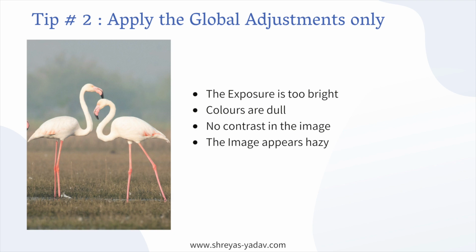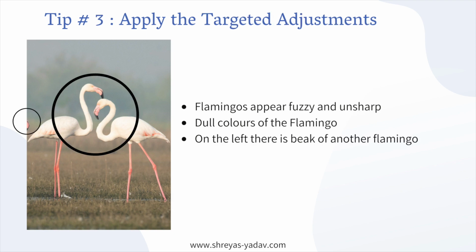Now let's go to the tip number 3. Tip number 3. Apply the targeted adjustments. So the tip number 3 is to edit the specific areas. It is also called targeted adjustments. In the image evaluation stage, we have identified the areas. The flamingos, they appear a bit fuzzy and unsharp. Also there is a beak of another flamingo here which you want to work on. There are dull colors overall on the flamingos. So we will apply only the targeted adjustments on the flamingos.